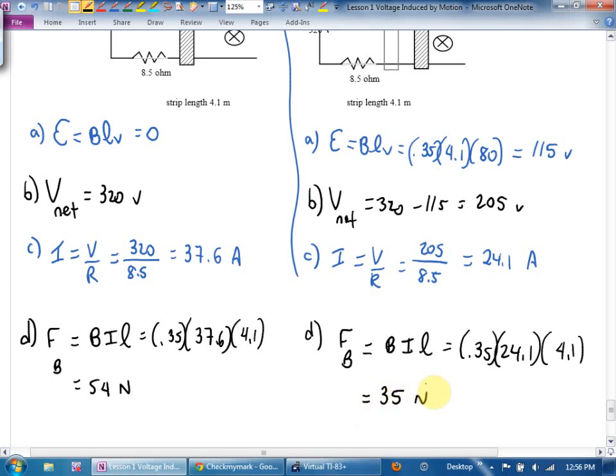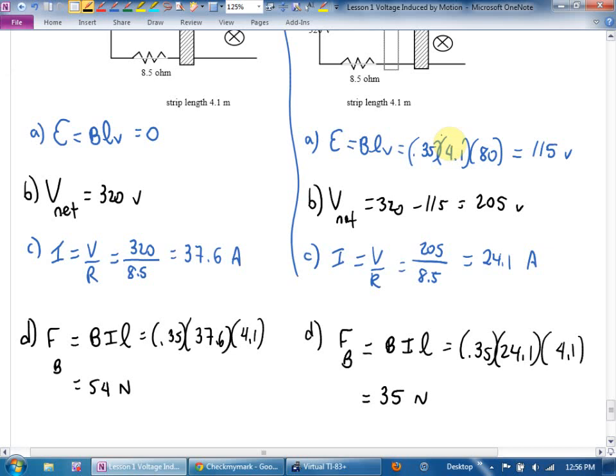Is it still accelerating then? Must be. There's an unbalanced force. What's the maximum speed of this thing? Well, the maximum voltage is 320. So if I wanted to solve 320 divided by 0.35 times 4.1, that's the maximum speed that we can hit over this given distance, or with a bar of that distance. Railguns. Voltage created by motion, induced EMF, BLV.